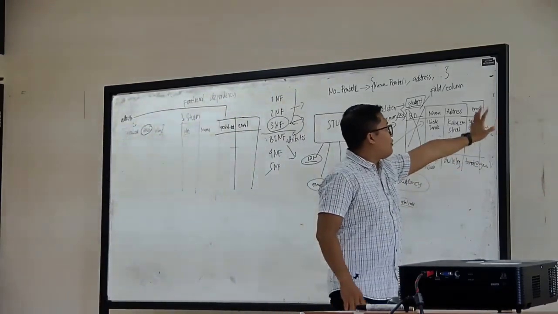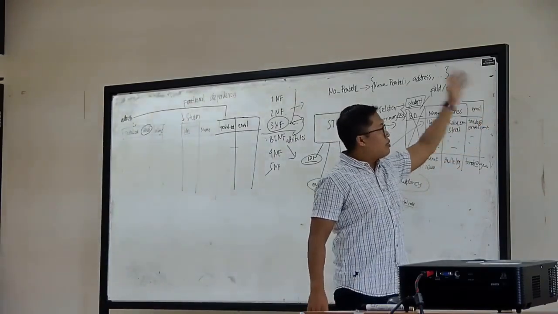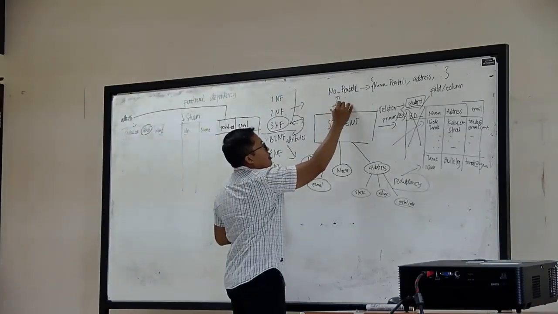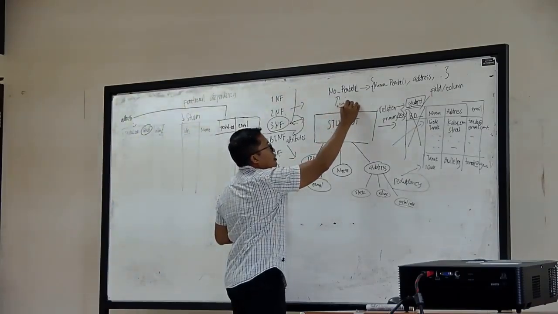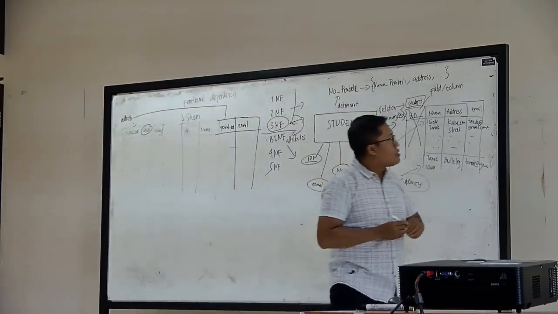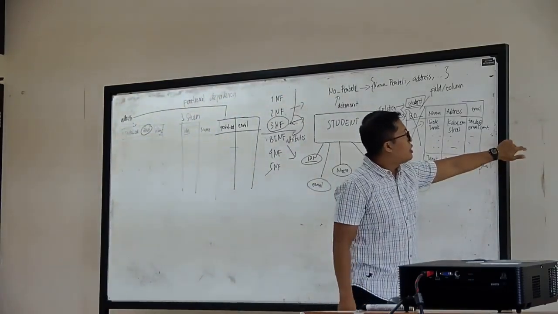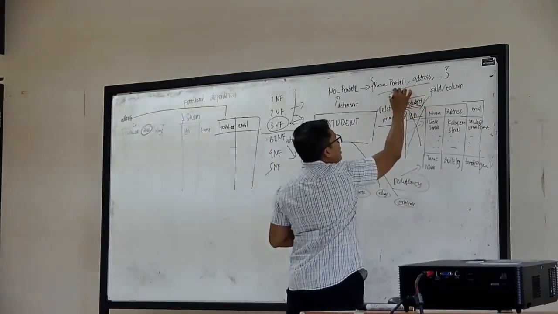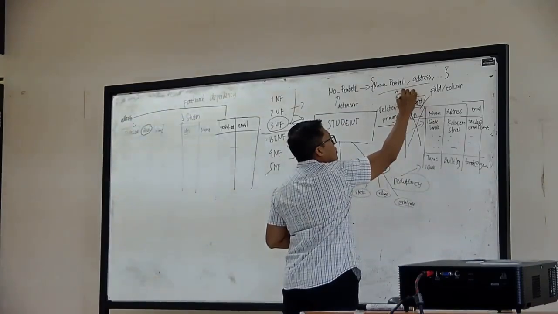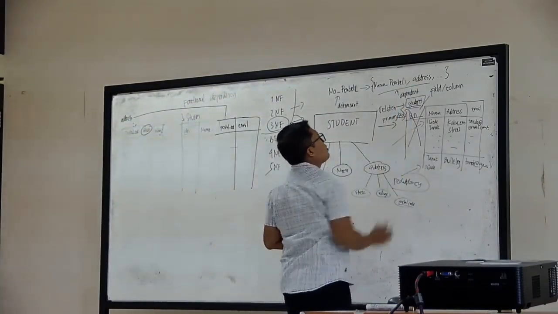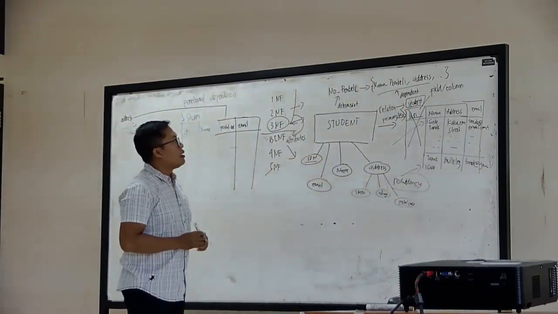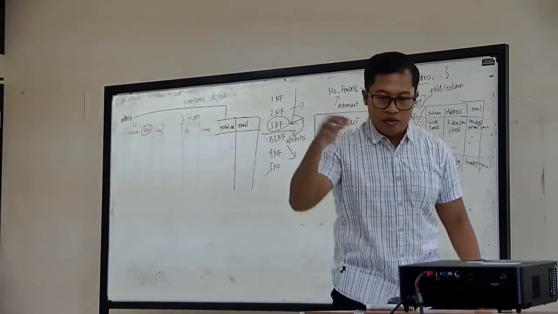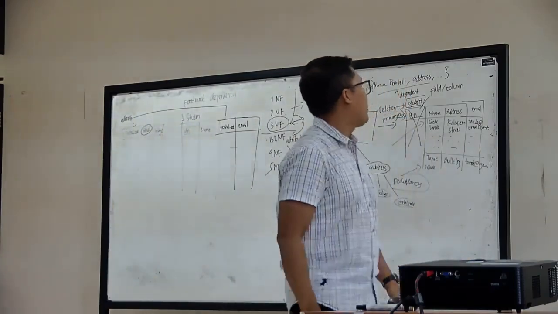The part on the left of the arrow is called the determinant. Sorry, the left. This is the determinant. And then the right side is called the dependent. Okay, I think it's enough. So we go to the next example.